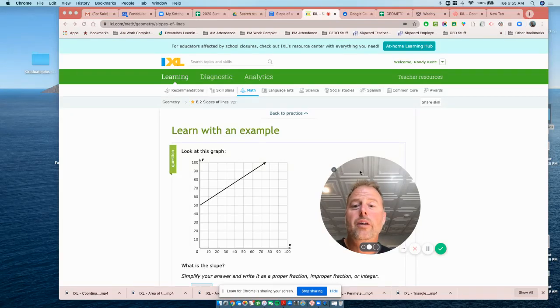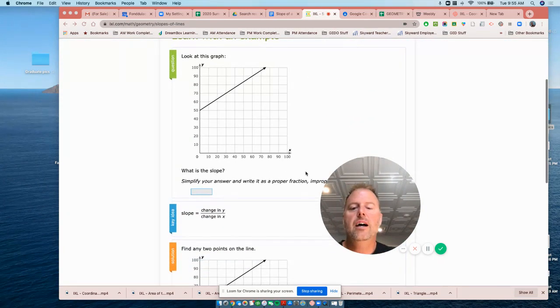Okay, so here we're looking at slopes of lines. Slope is basically rise over run. So how quickly you're going up, how quickly going down. And we do that by simply doing a change in y over change in x.